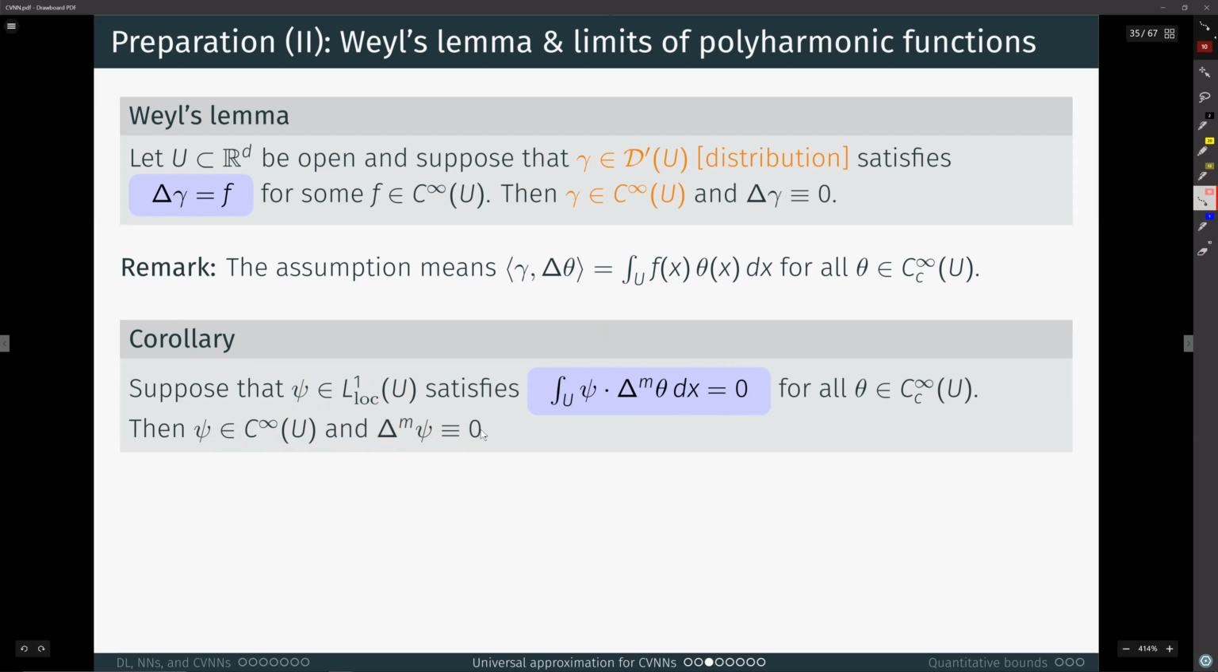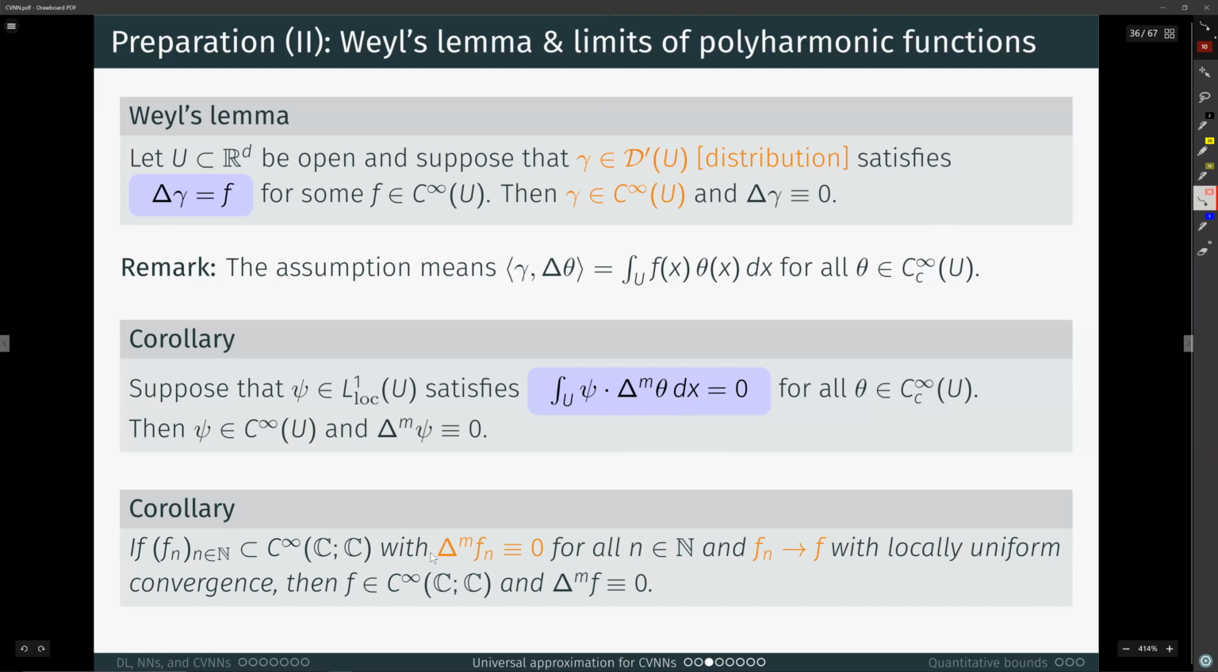Okay, and why is this interesting for us? Because this condition here plays very nicely with limits. So if you have a sequence psi-n's, which all satisfy this, and they converge locally uniformly to some psi, then the limit will also satisfy this condition, right? And using this observation, you can show the following.